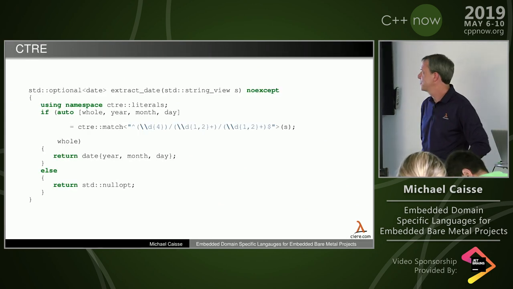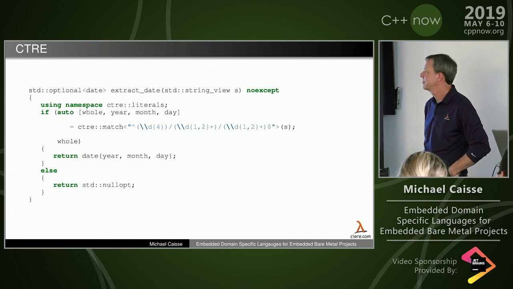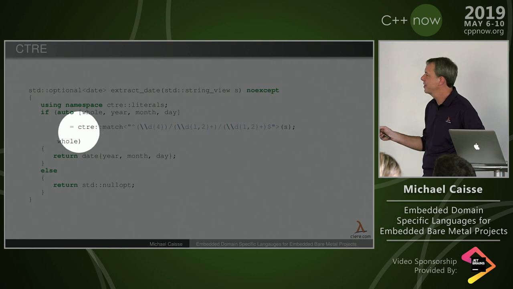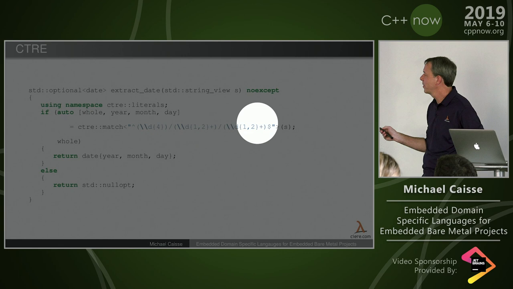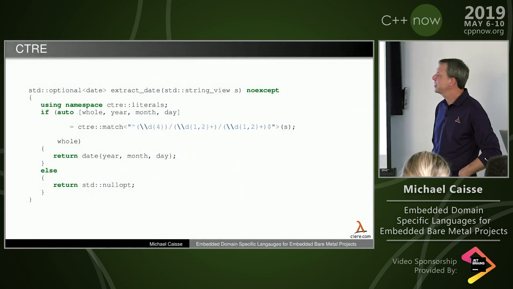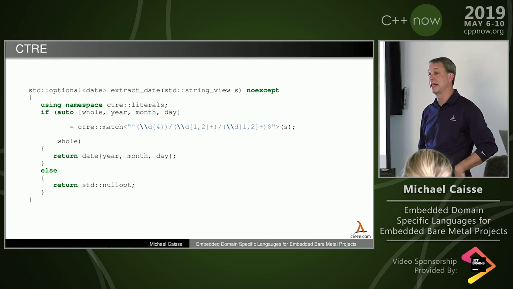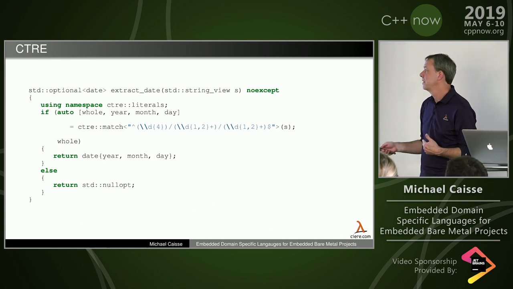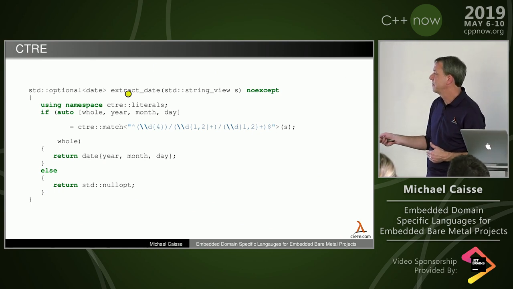This is cool. This is C++20. This match is occurring right here, looking for a date. So if you can read a regular expression, which I hear we all can do, this will then do this match. And it's going to go ahead and put the results inside of whole, year, month, and day. Whole being it was an entire match. And if it is an entire match, then returning a date type.